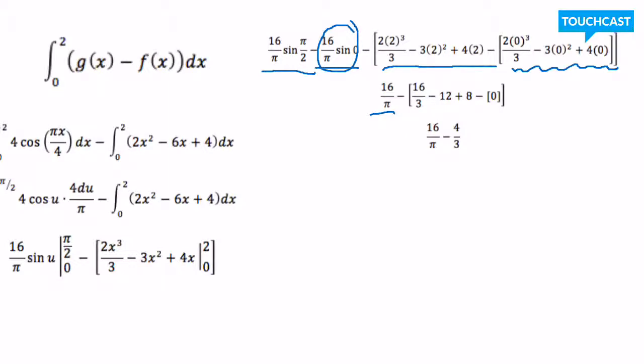And then inside the parentheses, I'm going to have 16 over 3 minus 12 plus 8. These guys all evaluate to 0. Recall that we do need to evaluate the trigonometric functions. So you needed to show that 16 over pi times sine of pi over 2 is 16 over pi. And the rest of this you could have left unsimplified. So this would have been a totally correct answer you could leave on a free response section. If you go through the process and actually simplify, you get 16 over pi minus 4 over 3.